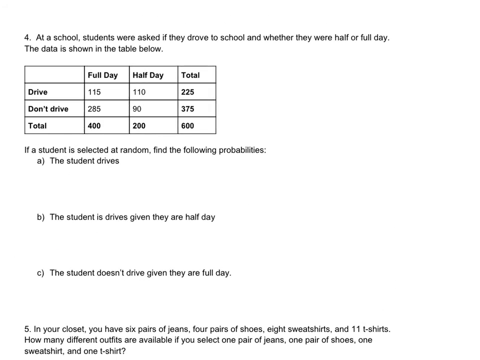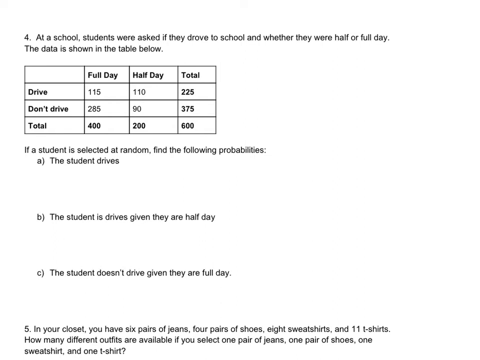Next, we're going to look at a table. So we're at a school. Students were asked if they drove to school and whether they were half or full day. The data is shown in our table. So we have a breakdown of a total of 400 full-day students and 200 half-day students, a total of 225 that drive, and a total of 375 that don't drive.